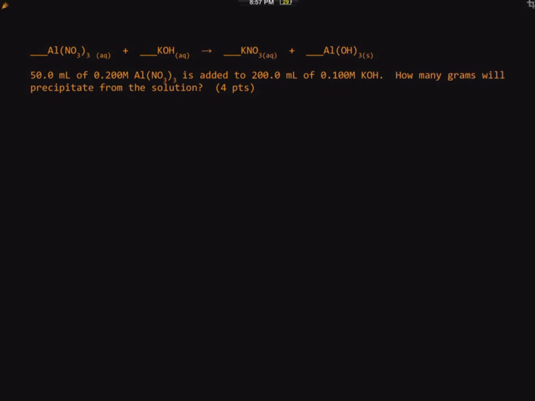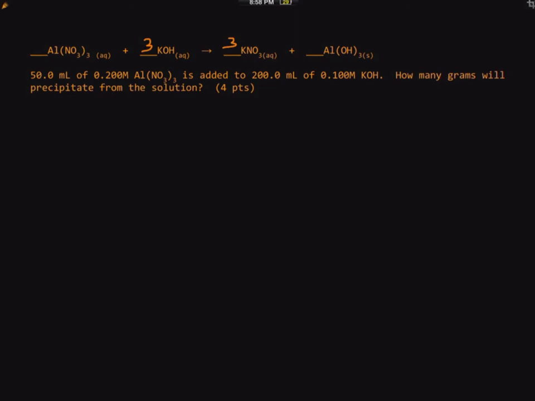So this is a solution stoichiometry problem. First thing we need to do is check the balance on the equation. We should note that we've got 3 nitrates on the left, 1 on the right, 3 hydroxides on the right, and 1 on the left. To make that all work out, if we put the coefficient of 3 in front of the potassium hydroxide and the potassium nitrate, everything ends up balancing out.